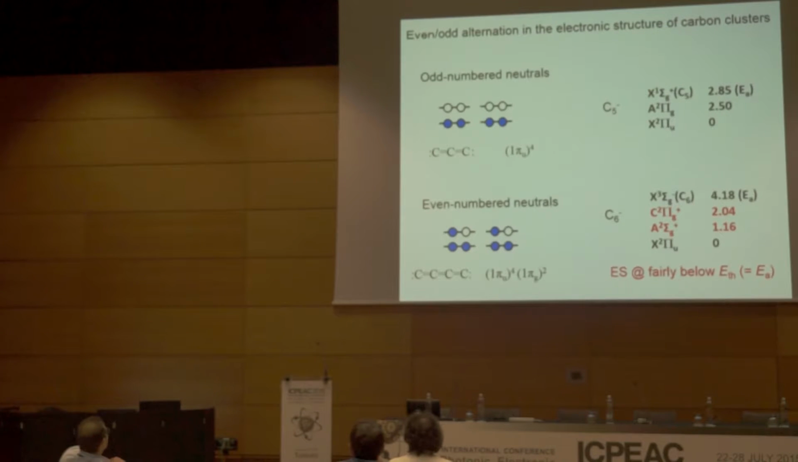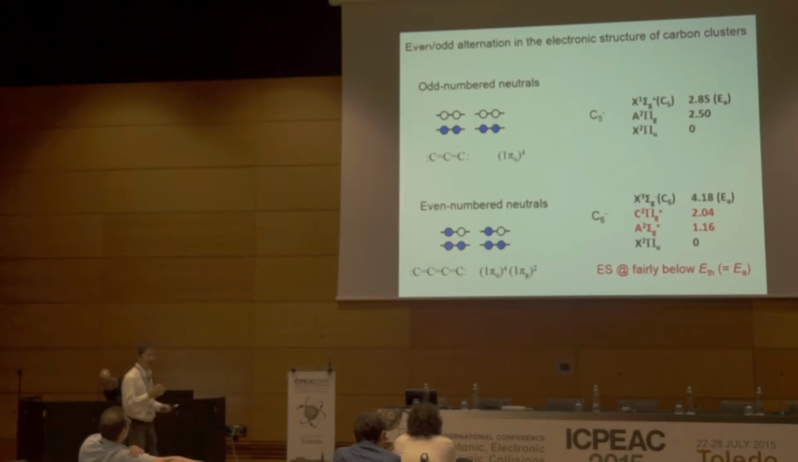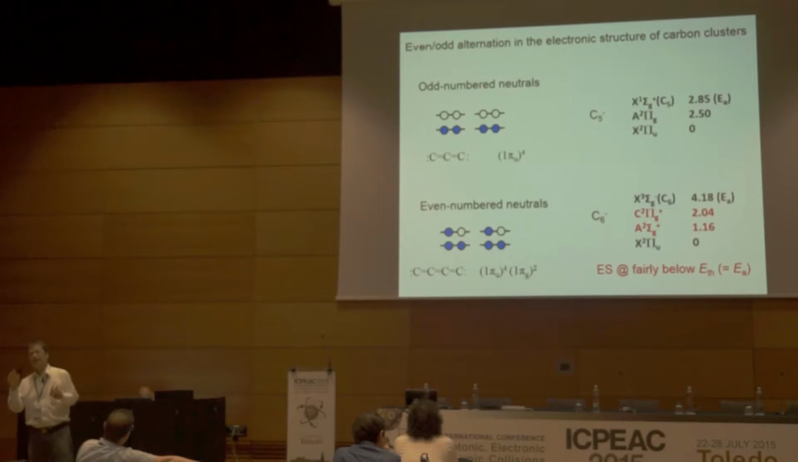This is the electronic structure of the carbon clusters. I'd like to start with the neutrals. For odd-numbered clusters, for example C3, there are 4 pi electrons which fully occupy the pi orbital, so it's a singlet in the ground state. But for even-numbered clusters, for example C4, there are 6 pi electrons, so they partially occupy the highest molecular orbital, and it's a triplet in its ground state. So it's a big difference.